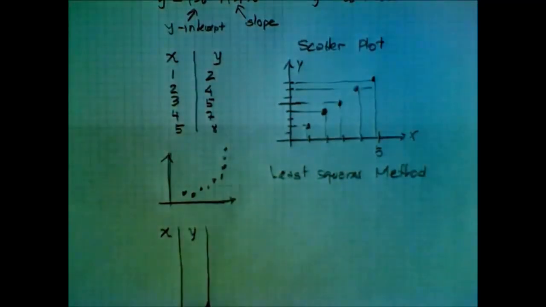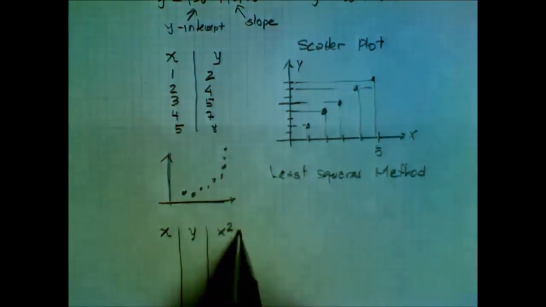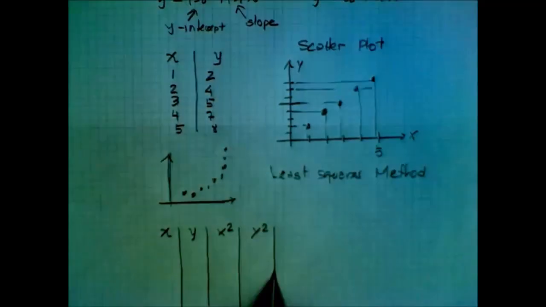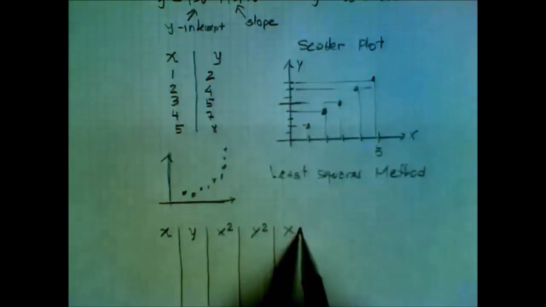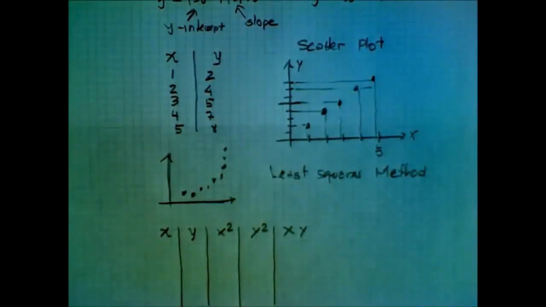And we are also going to have additional columns. We're going to have x squared, y squared, and xy. At this moment, this column y squared is not going to be necessary, but we will use it later in a future video, so why not do it already?